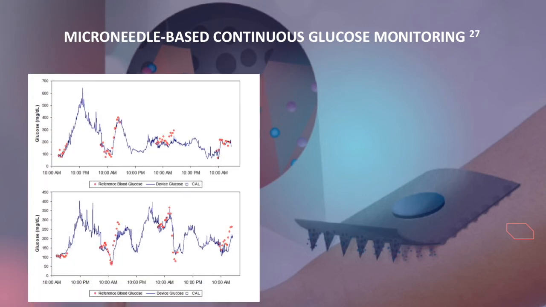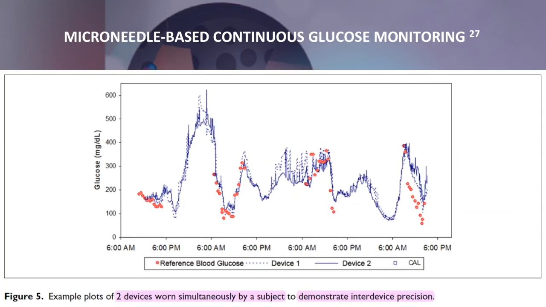The study uses 2 examples to compare the microneedle device, shown in blue line, versus reference blood glucose, shown in red dots, over a period of 72 hours. Results display good agreement in the glucose level readings for both devices. The researchers also plotted glucose levels when 2 microneedle devices were worn simultaneously by the same subject, and results confirmed the inter-device precision.